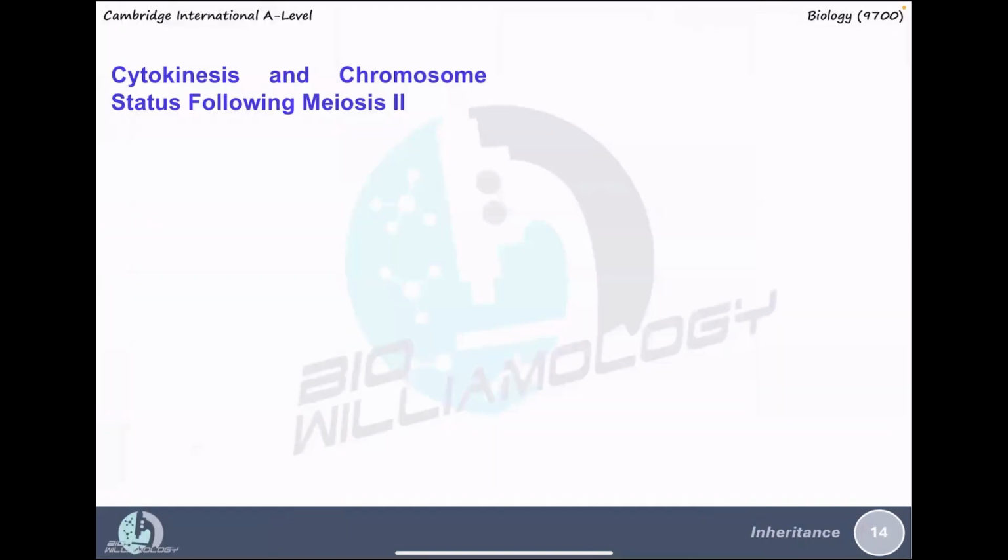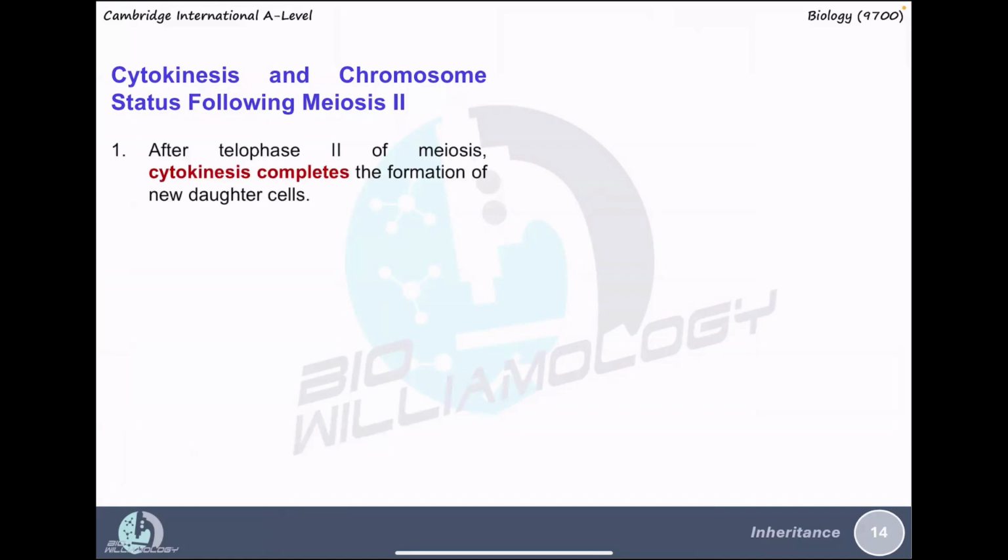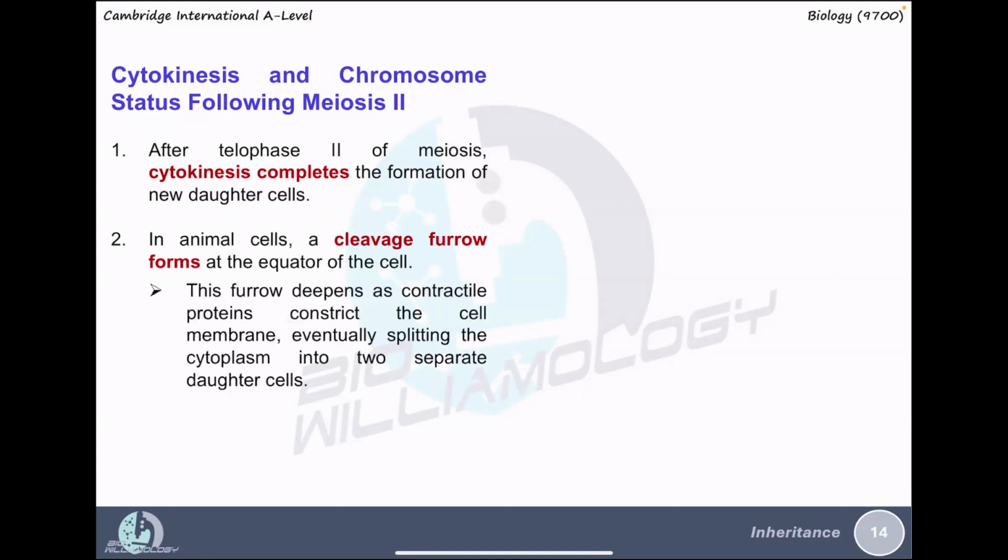Next, let us look at cytokinesis and chromosome status following meiosis 2. After telophase 2 of meiosis, cytokinesis completes the formation of new daughter cells. In animal cells, a cleavage furrow forms at the equator of the cell. This furrow deepens as contractile proteins constrict the cell's membrane, eventually splitting the cytoplasm into two separate daughter cells.